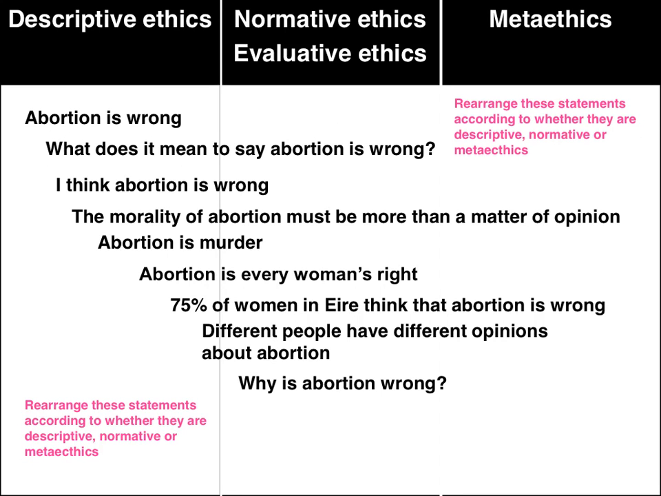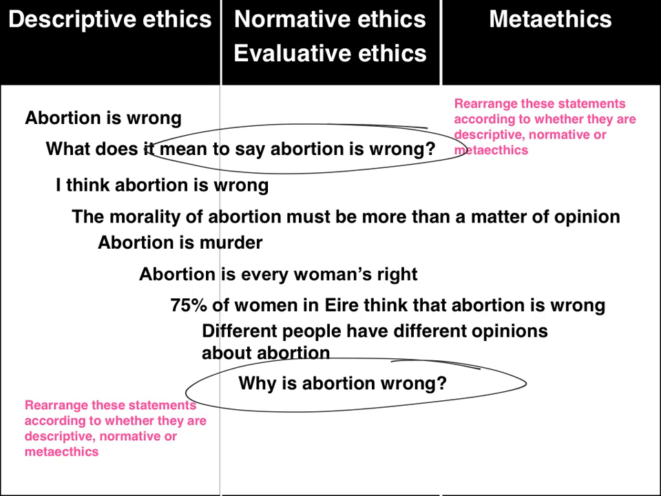If we had a list of statements like the ones that are in front of you now, could you group them as descriptive ethics, evaluative, judgmental ethics, or normative ethics, or meta-ethics? And I suppose the key is to be able to spot that ones like, what does it mean to say abortion is wrong? They're the ones that are really interesting to us. Or if we were to ask, actually, why is abortion wrong, and try to extract the reasons, rather than create a full-blown theory, that would be meta-ethics. And well done. Bonus points if you spotted that.